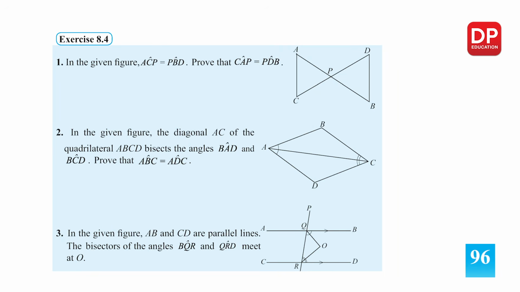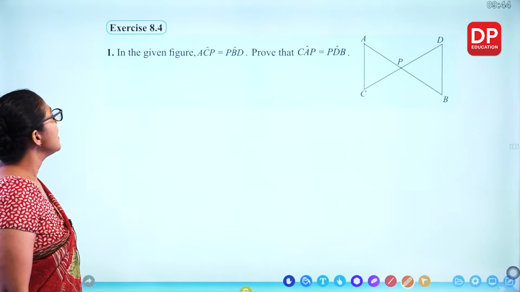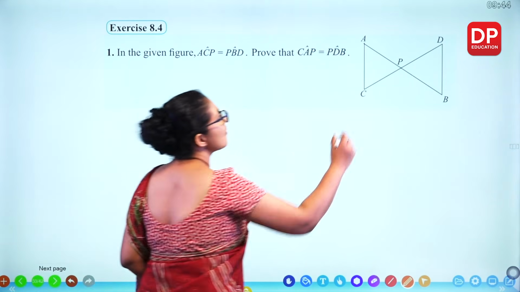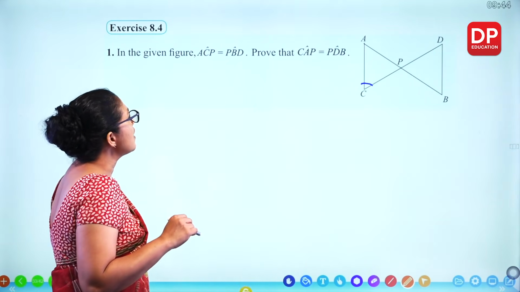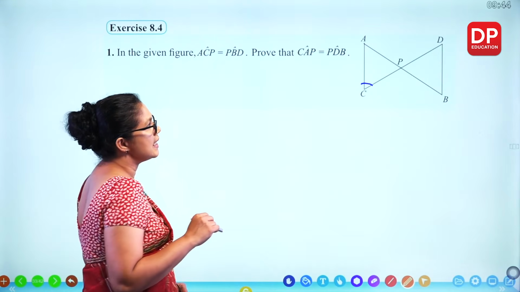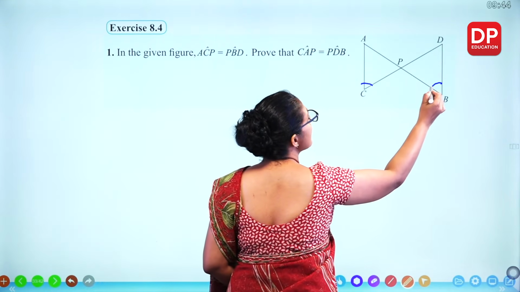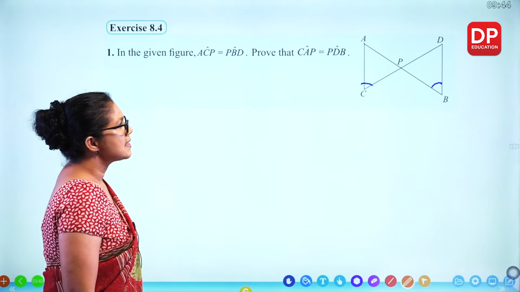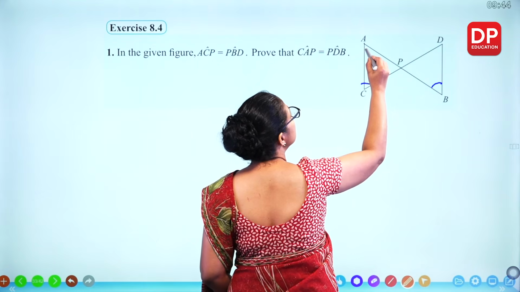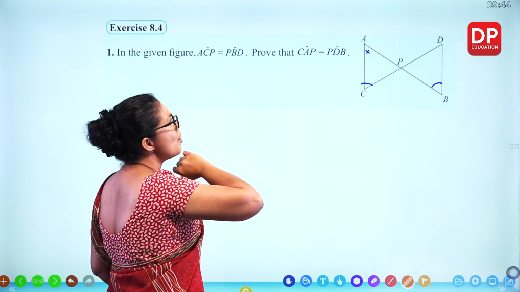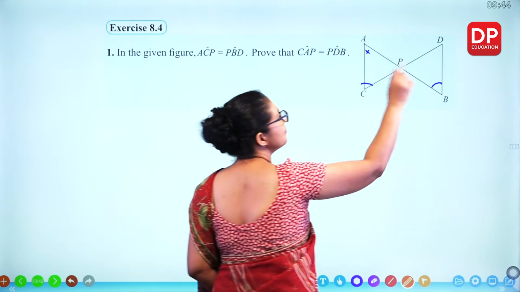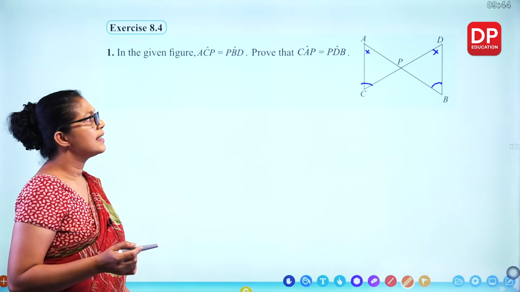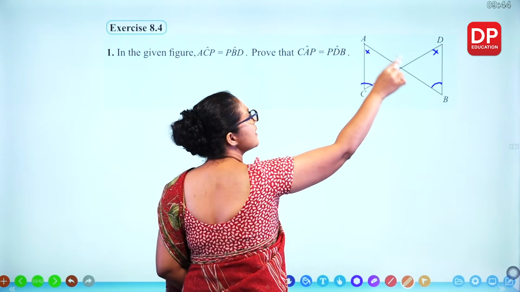Now we'll look at exercise 8.4 in your textbook, and it says in the given figure, ACP, this angle is equal to PBD. PBD is this angle. Prove that CAP angle, this one, is equal to PDB, this angle. That's what you need to show. Now we'll take this triangle and this triangle.